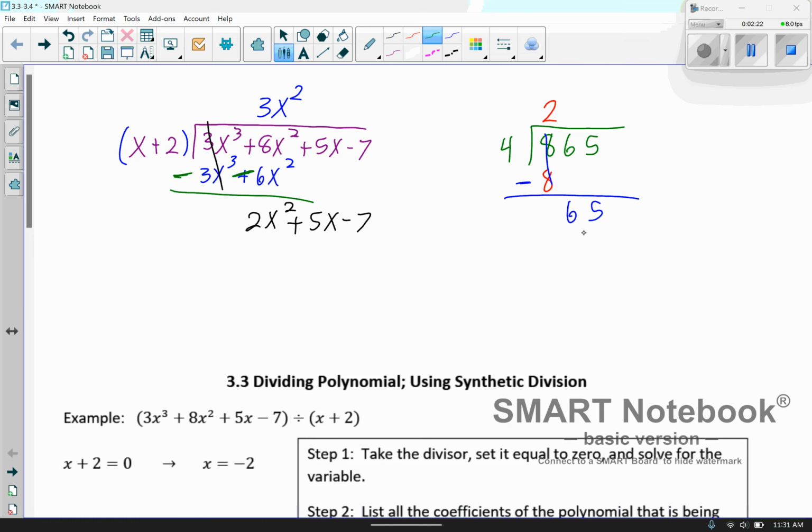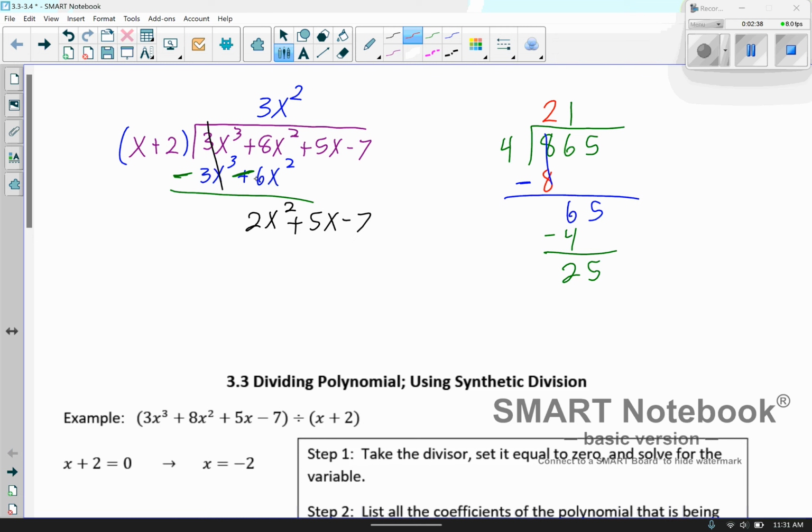So 4 goes into 6. In this particular example, it doesn't go evenly, so I'd have to put a 1 there. 1 times 4 is 4, subtract the 4, and then I'd be left with 25. And then I'll finish this off in a second. So I'm going to continue over here.